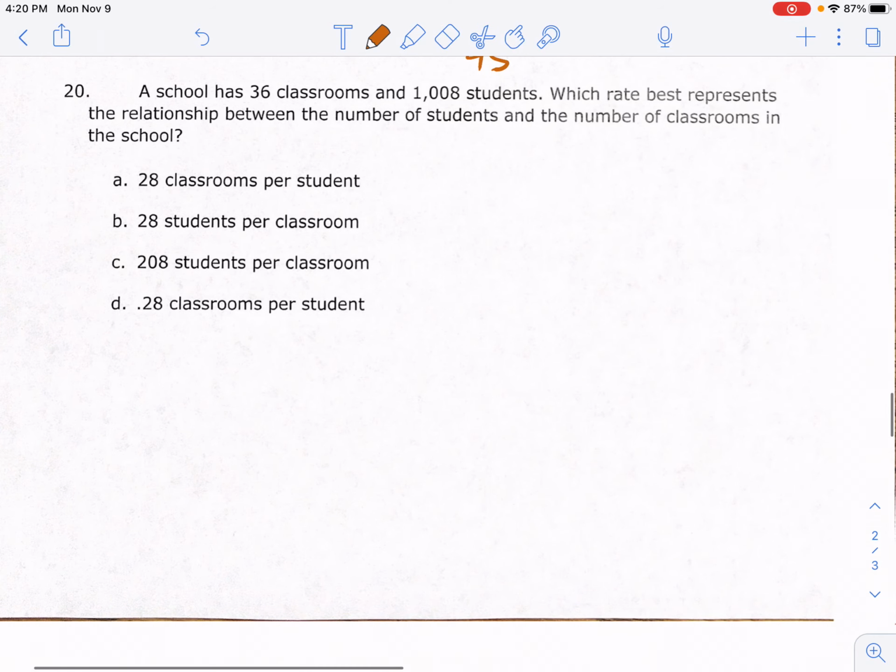Number 20. A school has 36 classrooms and 1,008 students. Which rate best represents the relationship between the number of students and the number of classrooms at the school? So I could be talking about classrooms per student or students per classroom. It doesn't really make sense to say classrooms per student, but I know that that's not really right anyway. So I'm going to go with students per classroom. So I'm going to divide my number of students by my number of classrooms.